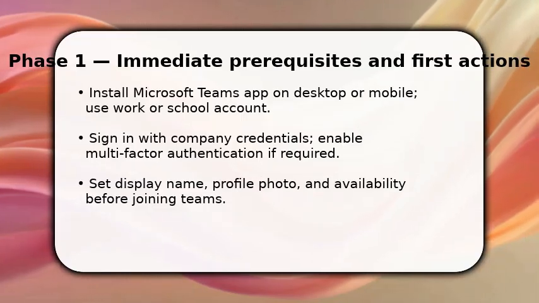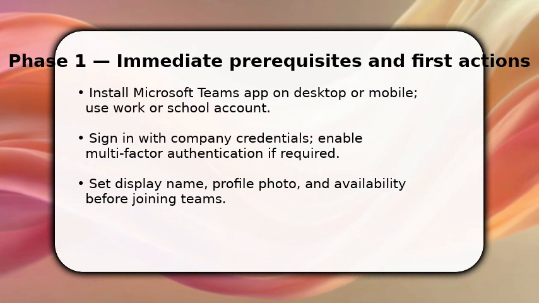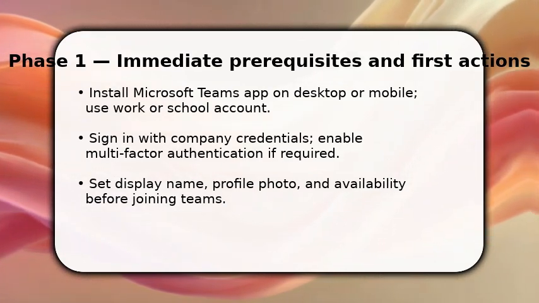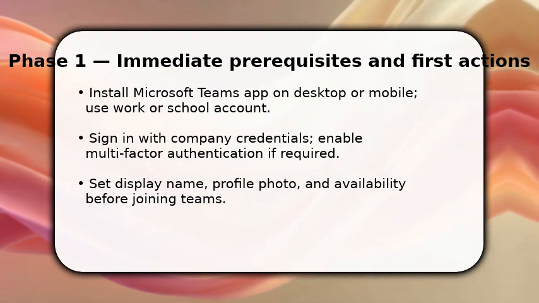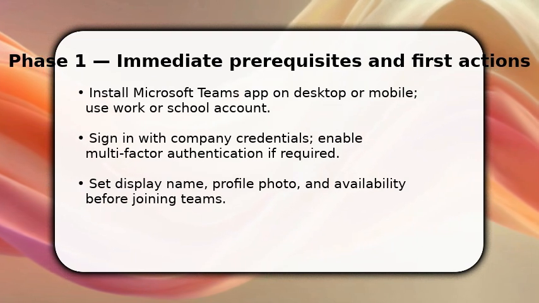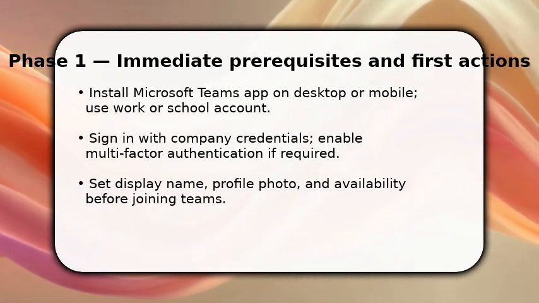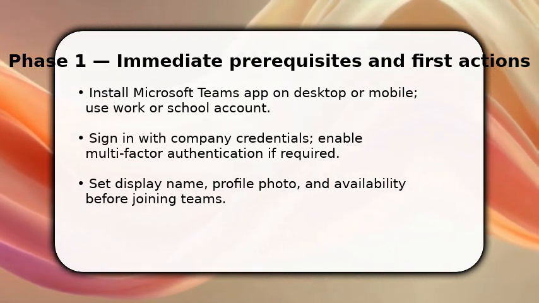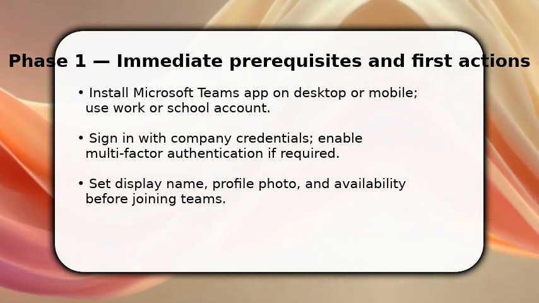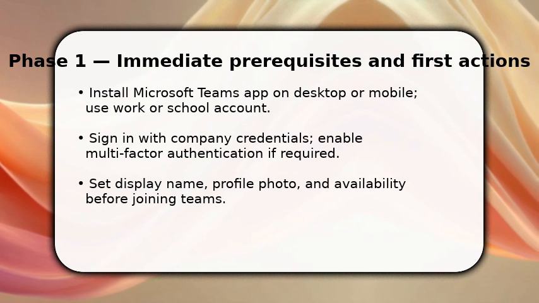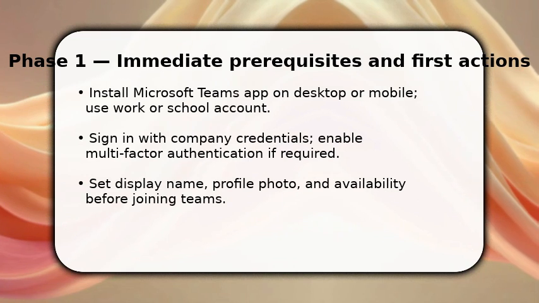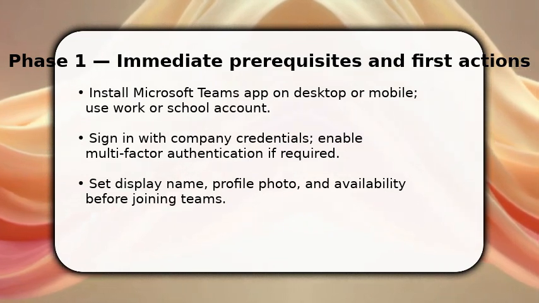You begin by installing Teams and signing in with your work or school account. Do that now. Once signed in, make sure to enable multi-factor authentication if your organization requires it, because it protects your access. Next, update your display name and profile photo so people recognize you. Finally, join the specific team or channel you need from the left sidebar. Click Join or enter a code, so you're ready to send your first message and participate immediately.